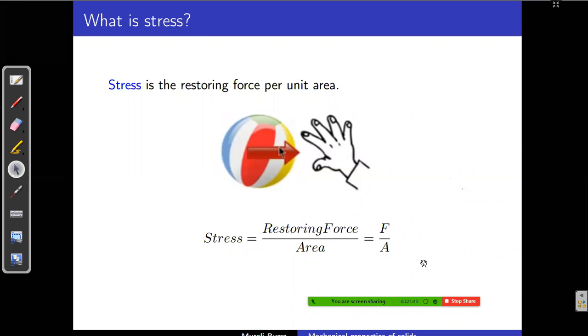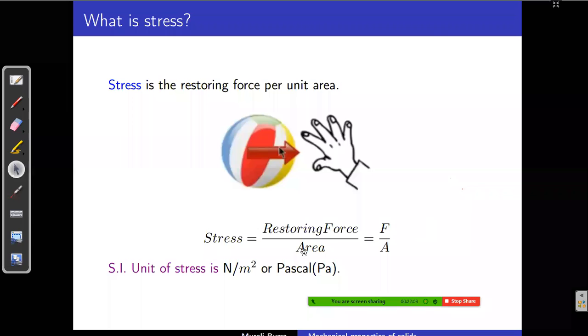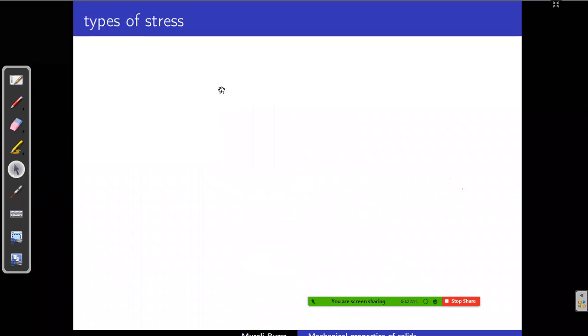Now, what about the unit of this? What do we write as unit? Force unit is Newton and area unit is meter square. So Newton per meter square is the unit of stress. We call it Newton per meter square, which can be called by another name, Pascal. Okay, Pascal or Newton per meter square is the SI unit of stress. Right? Now, the same unit again comes in the next chapter also. Next.